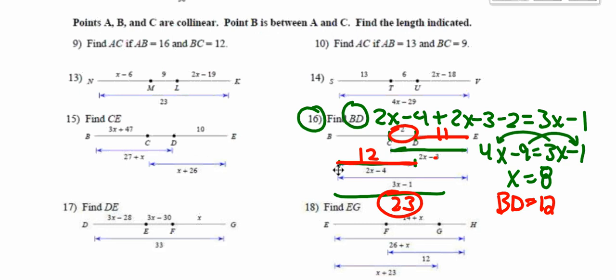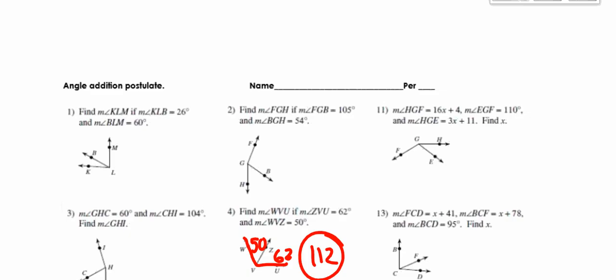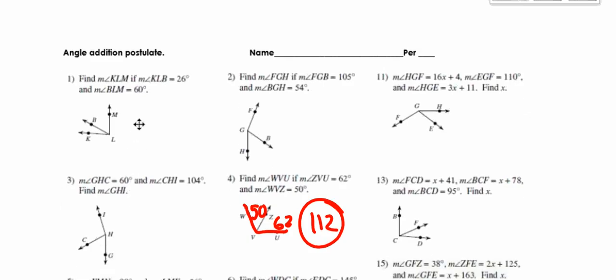Okay. So if this length here is 12, then from here to here must be 11. How do I get that 11? If I plug in here, I have 2 times 8 is 16, minus 3 is 13. So this whole length is 13, but I subtract off that 2, and that'll give me this piece from here to here. 13 minus 2 is 11. So you have 11 plus 12 is 23. There's your check. All right, and last page, oh no, second to last page, angle addition postulate.